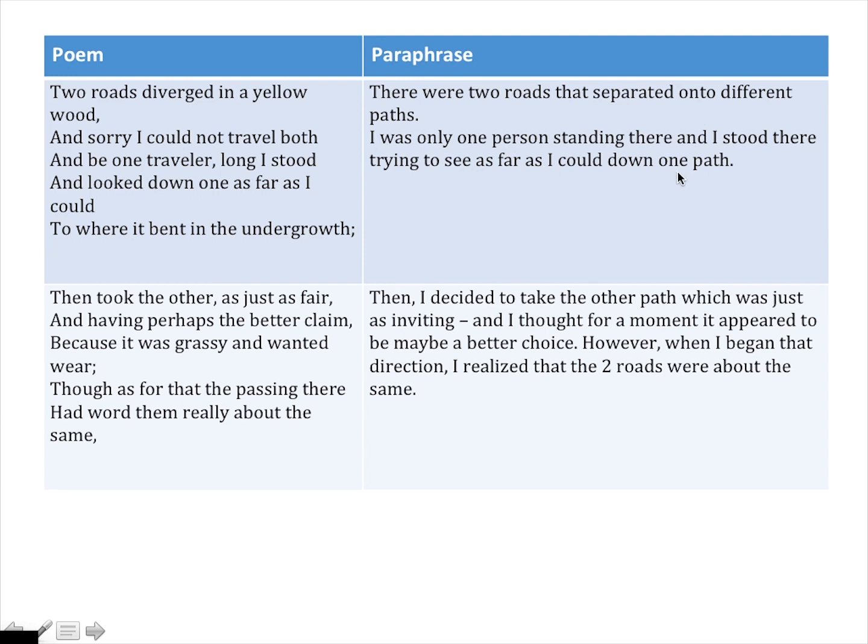Then the second stanza: then took the other, as just as fair, and having perhaps the better claim, because it was grassy and wanted wear; though as for the passing there, had worn them really about the same. And translating that, then I decided to take the other path, which was just as inviting. And I thought for a moment it appeared to maybe be a better choice. However, when I began that direction, I realized the 2 roads were about the same. So you can see how much easier it is to understand it once we've paraphrased it.